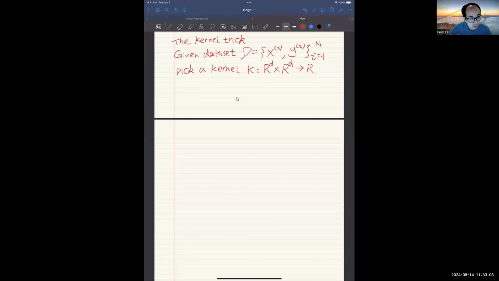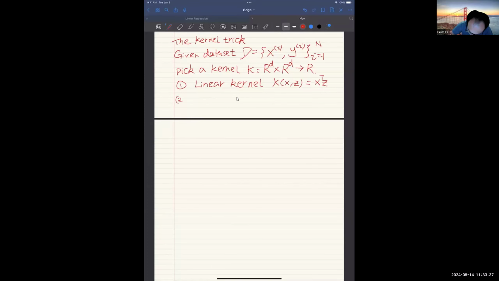For example, you can choose the linear kernel, corresponding to the linear features. This is just like an inner product. That would be x z transpose, sorry, I'm using the column convention here, so this will be x transpose z.